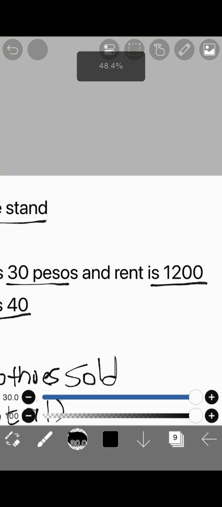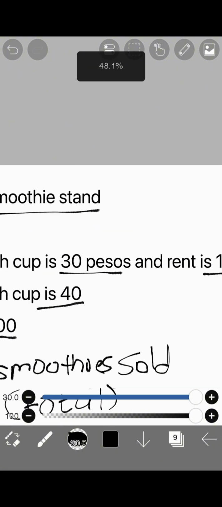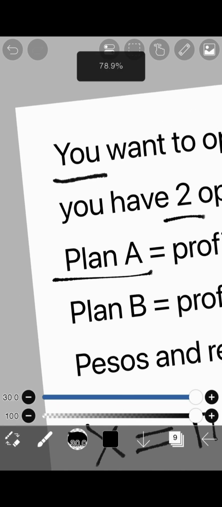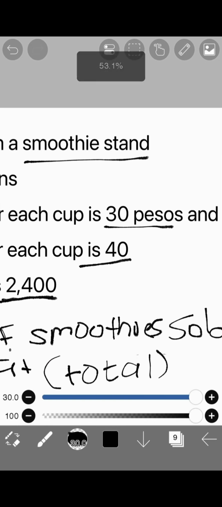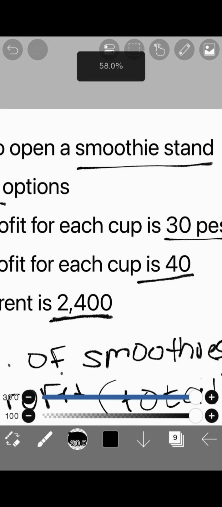Looking at these options, if you want to make a business, most people would want to stay safe and they would pick plan A because it has cheaper rent than plan B, which is 2,400 pesos. But in this case, we will incorporate mathematics to see which one we can profit off more.